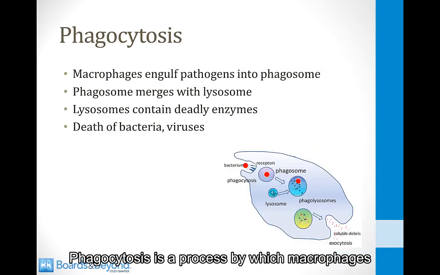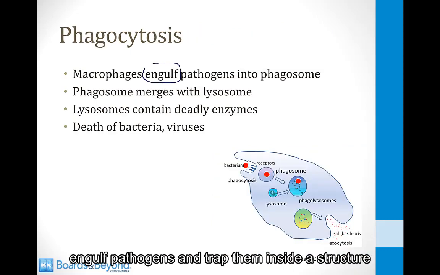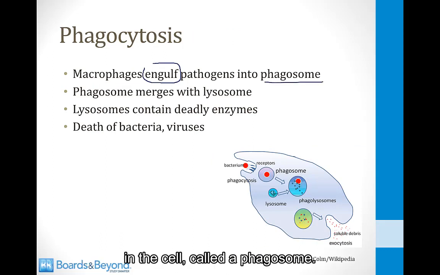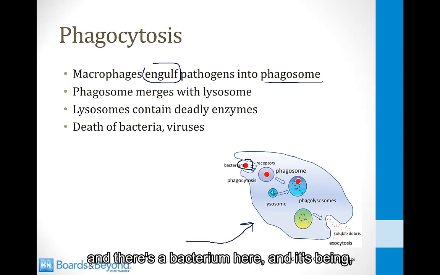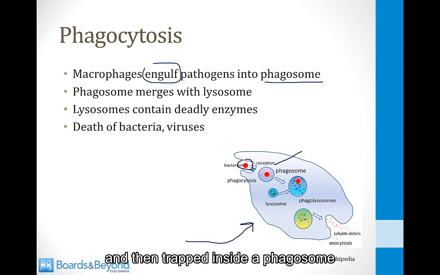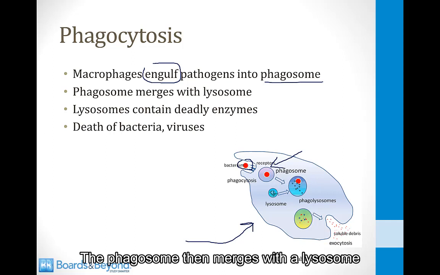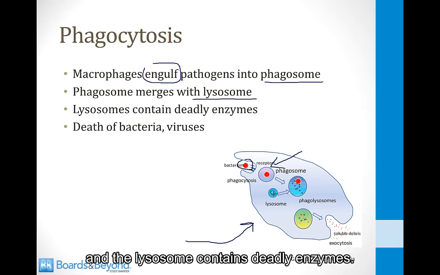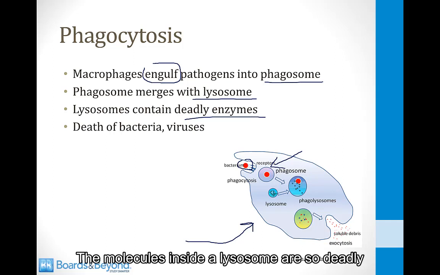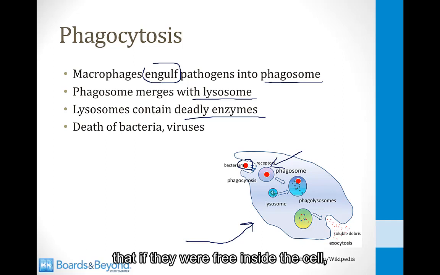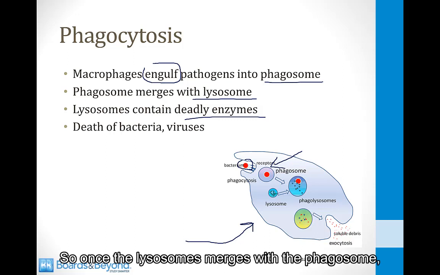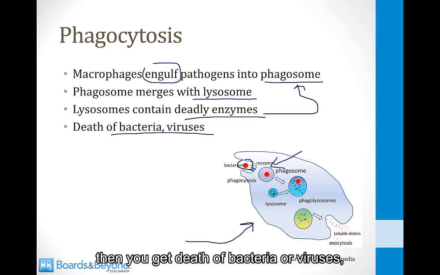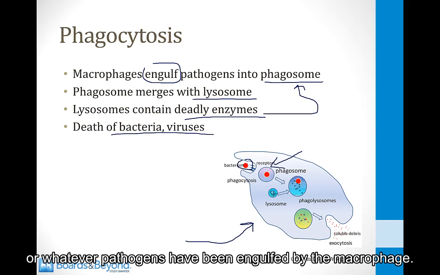Phagocytosis is a process by which macrophages engulf pathogens and trap them inside a structure in the cell called a phagosome. This is a picture of phagocytosis, and there's a bacterium here, and it's being essentially eaten by the cell and then trapped inside a phagosome. The phagosome then merges with a lysosome, and the lysosome contains deadly enzymes. The molecules inside a lysosome are so deadly that if they were free inside the cell, they would kill the macrophage, but they're contained inside the lysosome to protect the cell. So once the lysosome merges with the phagosome, you get death of bacteria or viruses or whatever pathogens have been engulfed by the macrophage.